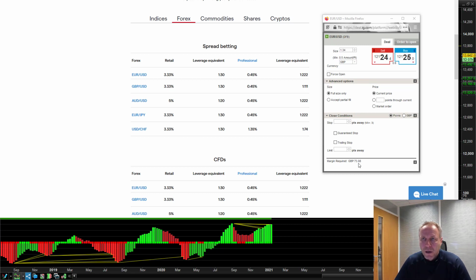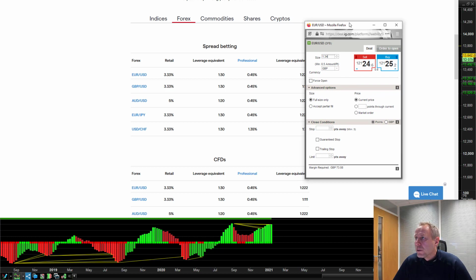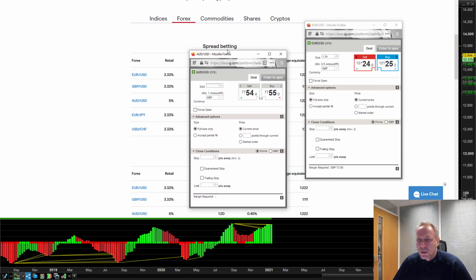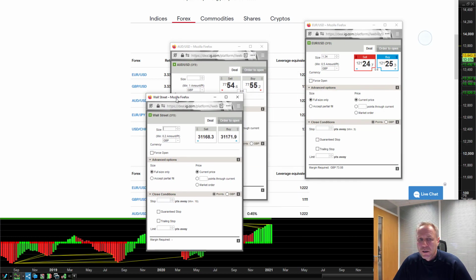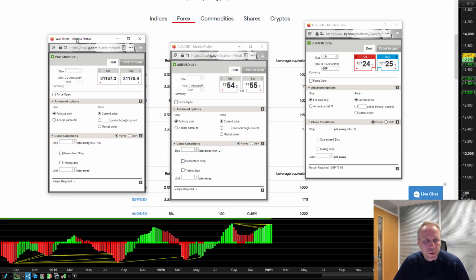All right, so margin requirements are really important. Now, if I go and have a little look at the Aussie dollar, and I'm going to bring over the Wall Street market here, which is the Dow Jones. If I just start to type in position sizes, you can see that at the time I'm doing this, the margin requirements come up here.